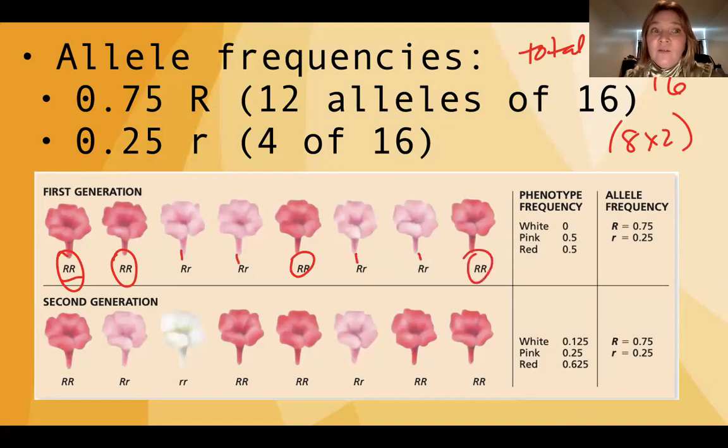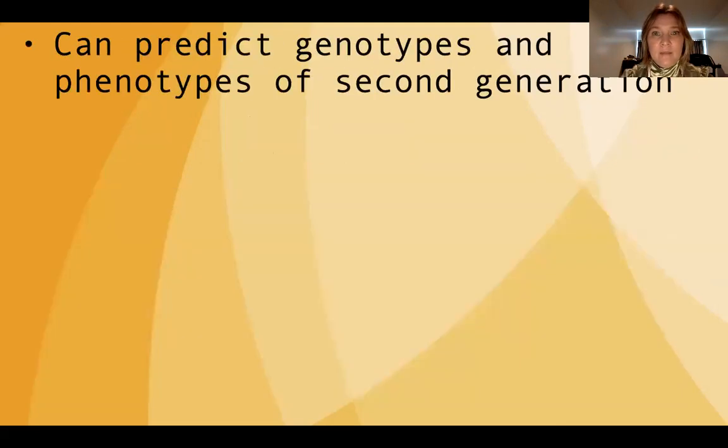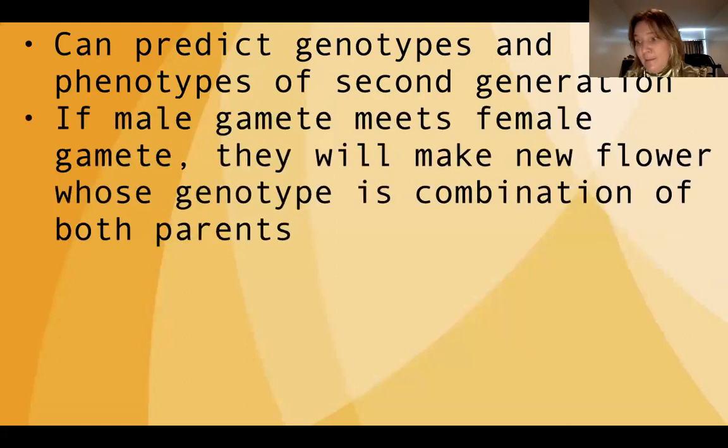We have 12 big R's. 12 of 16 is 0.75. And we have 1, 2, 3, 4 of 16, which is a frequency of 0.25 little r. Those are allele frequencies. We can predict the genotypes and the phenotypes of the second generation using these numbers.